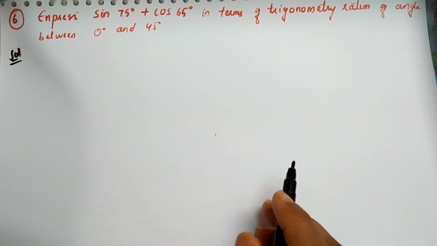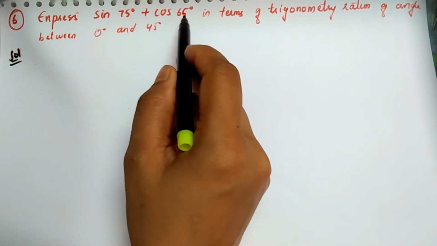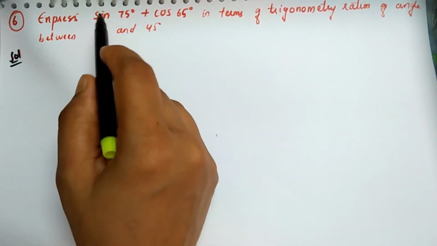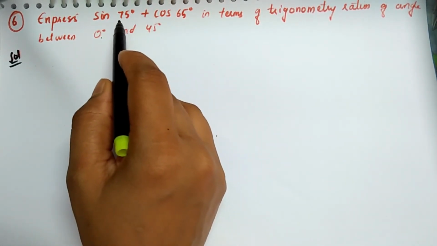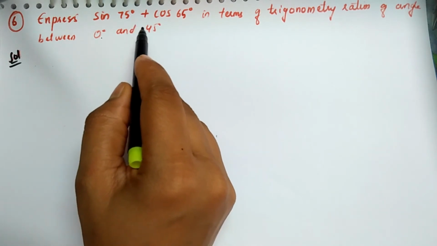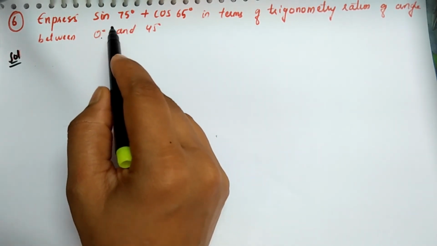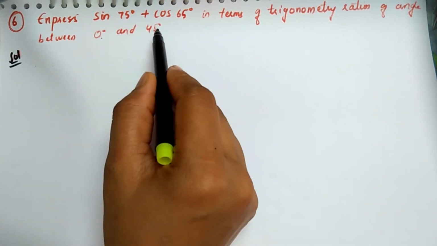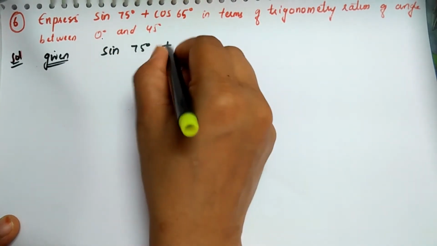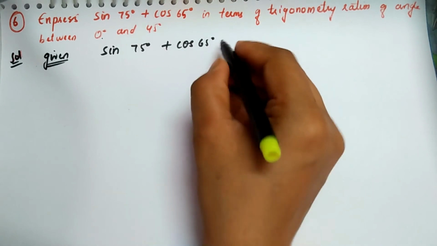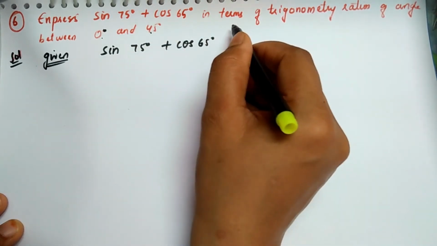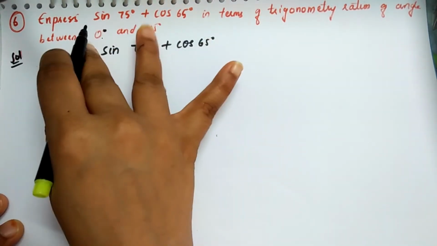This sixth bit is damn simple. Express sine 75 degrees plus cos 65 degrees in terms of trigonometric ratios of angles between 0 degrees and 45 degrees. What it is saying is that the angles of sine and cos in the question are more than 45 degrees, 75 and 65. We just need to convert them and express them in angles ranging between 0 degrees and 45 degrees. We don't even need to solve this problem. We just need to get angles in the range between 0 and 45 degrees, but not more than that.